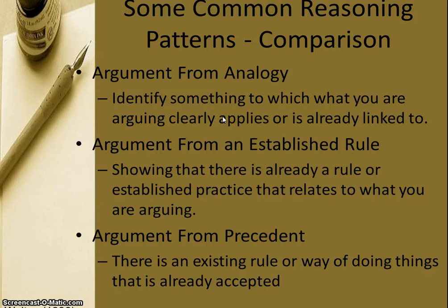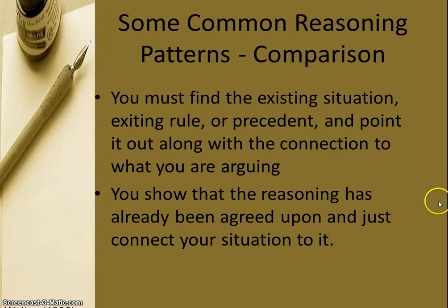So when you already have an established practice or an existing rule or a situation that is very similar to yours that the decision has already been made for, then all you're doing is you're comparing or connecting your situation to a situation that has already been decided. Pretty easy argument. You just have to convince someone that your situation does indeed apply, just like that already established rule or that precedent. You're finding that situation. You are making the connection for the person that you're arguing with. You have to show that that reasoning's already been agreed upon. You just have to connect your situation.